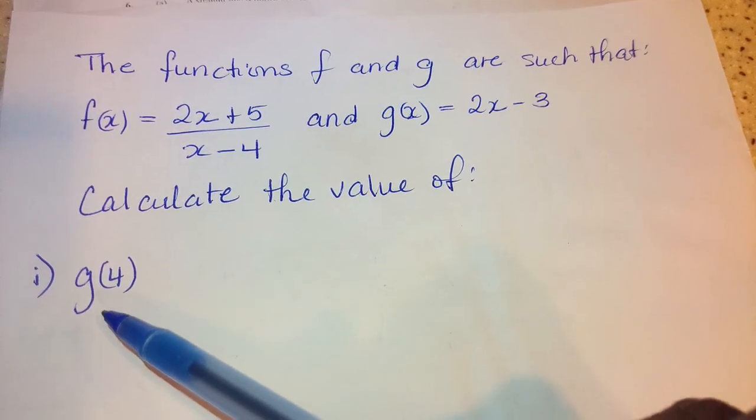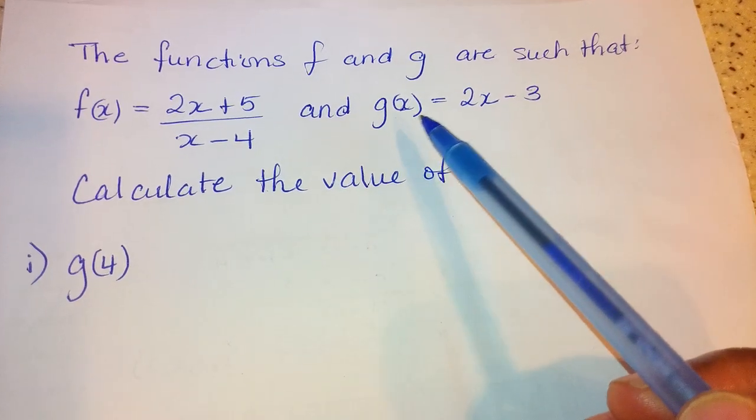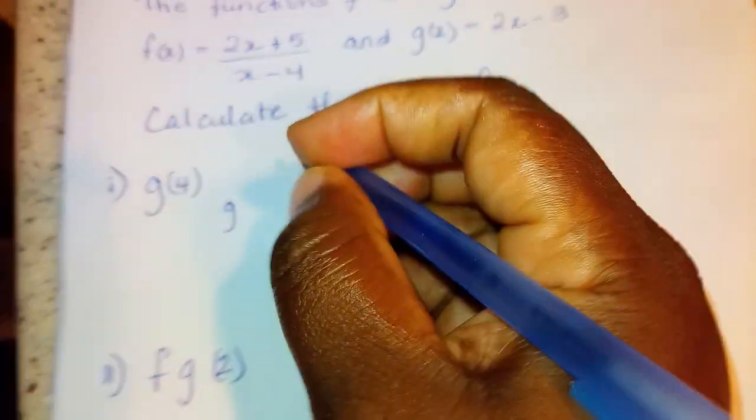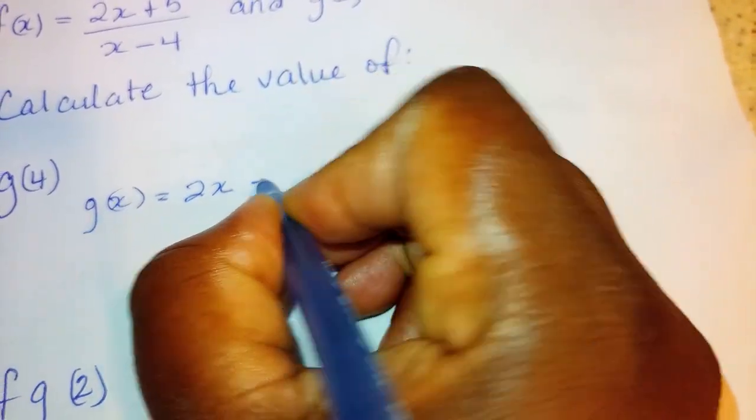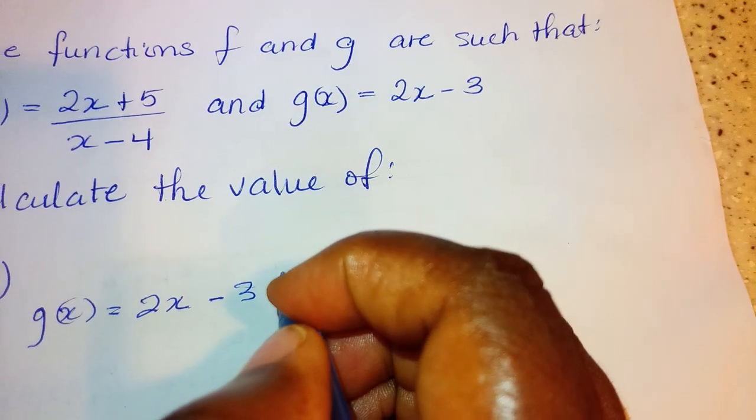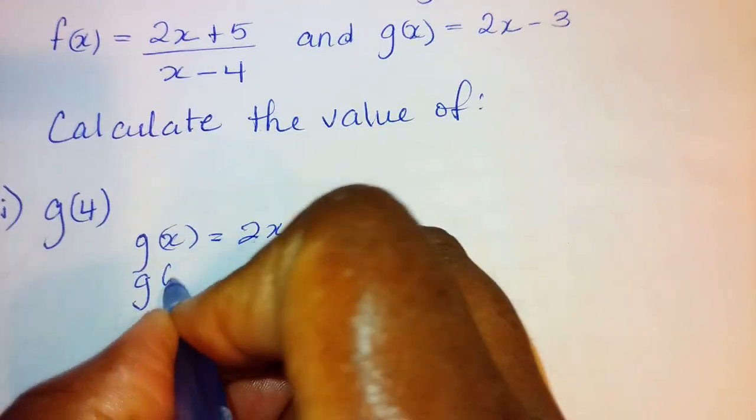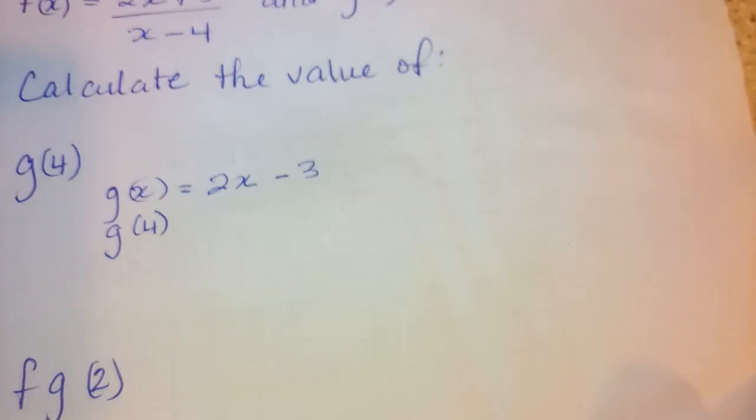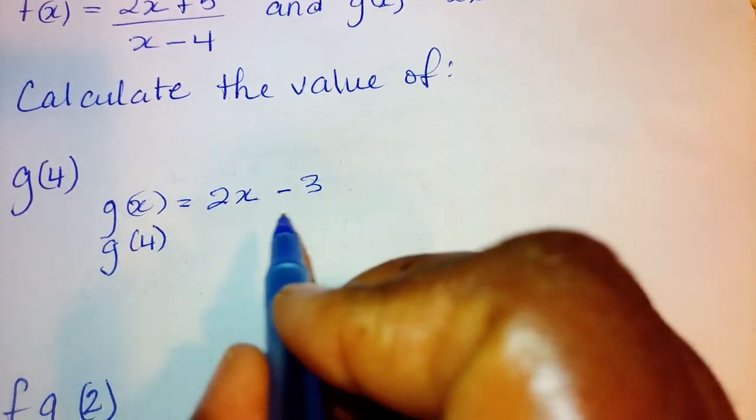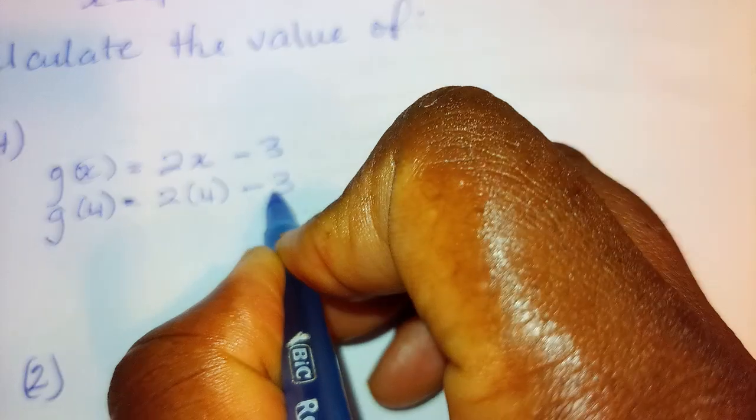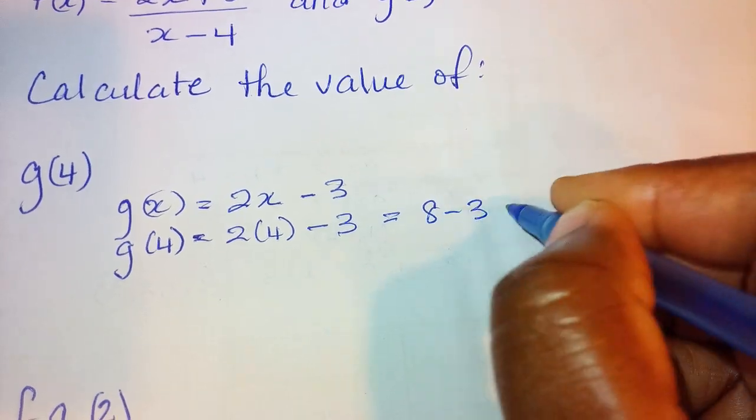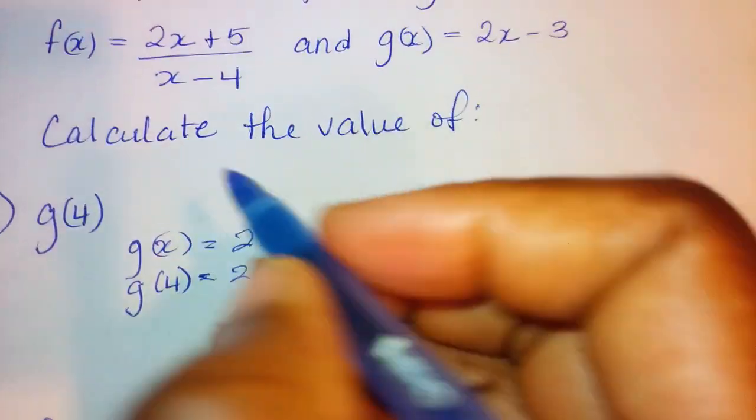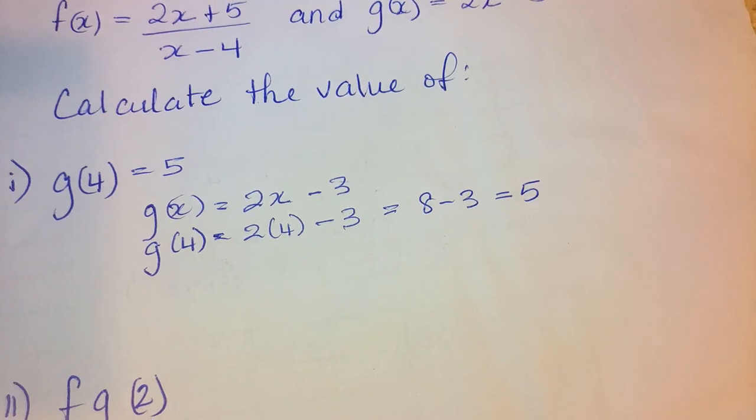In order for us to do g of 4, we need to use the g function, and the g function says that g of x is equal to 2x minus 3. Now we're going to insert the problem which asks for a g of 4, and all that means is wherever we see x in the function, we're going to insert 4. So this is going to be 2 times 4 minus 3. 2 4s are 8. 8 minus 3, which gives us 5, which means that g of 4 is equal to 5.